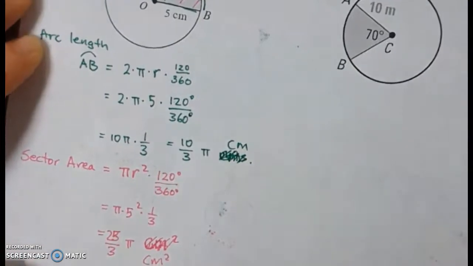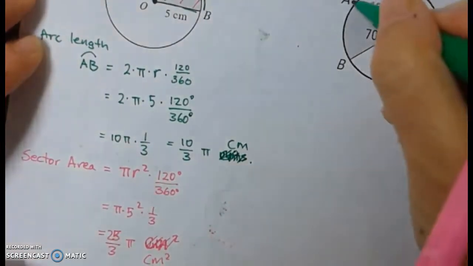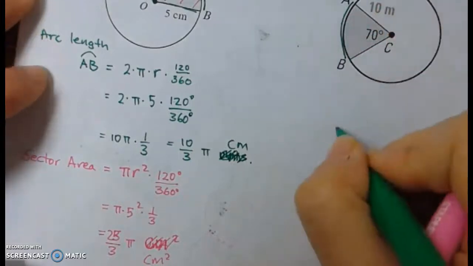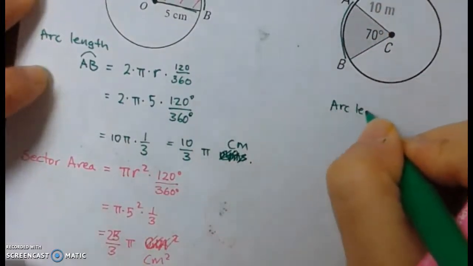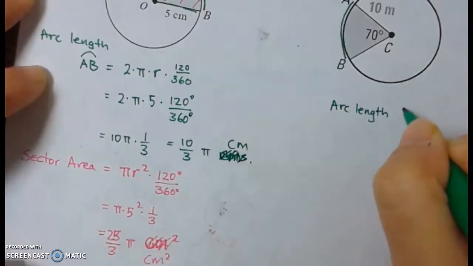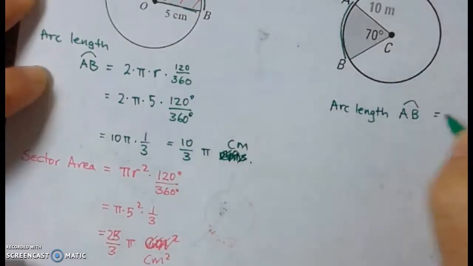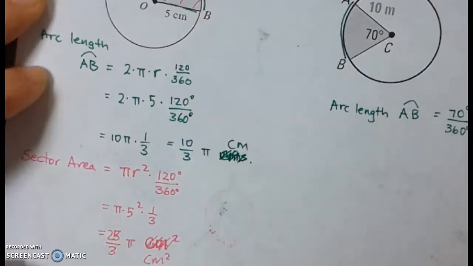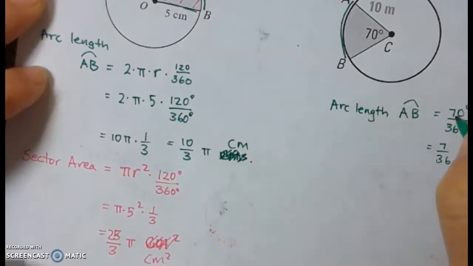Alright, so now let's do the arc length here. Arc length AB is going to be a portion which is 70 degrees divided by 360 degrees, times the whole circumference, which is 2 times pi times radius, 10. And that becomes 7 over 36. When I divide top and bottom by 10, multiply by 2 times 10 is 20, and then multiply that by pi.